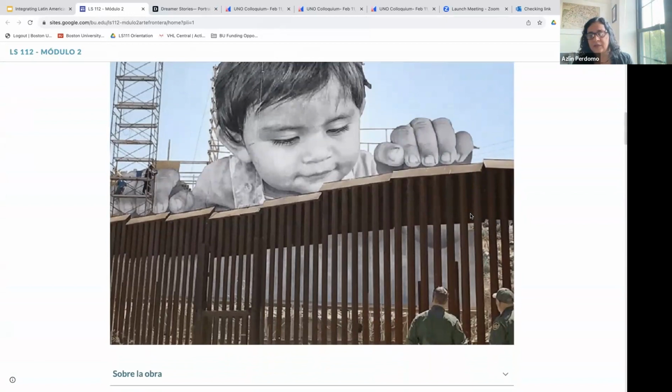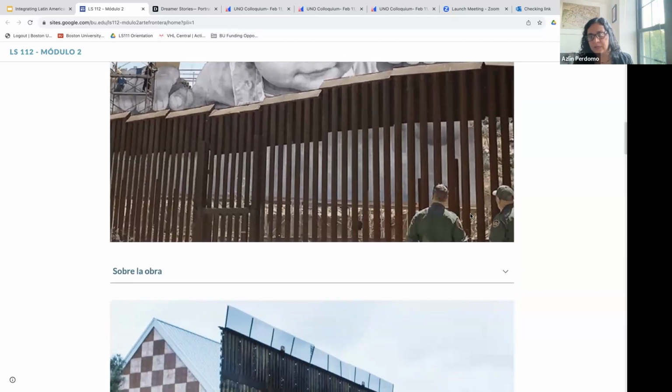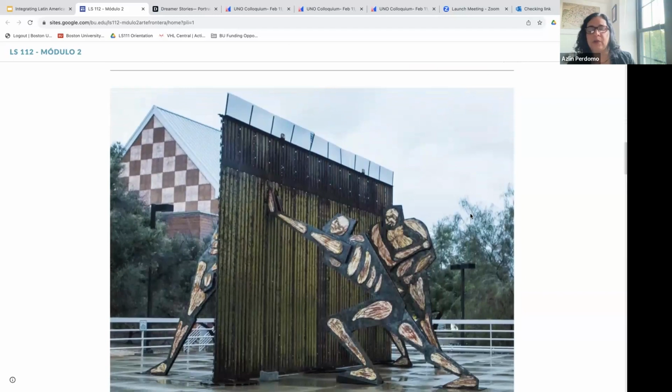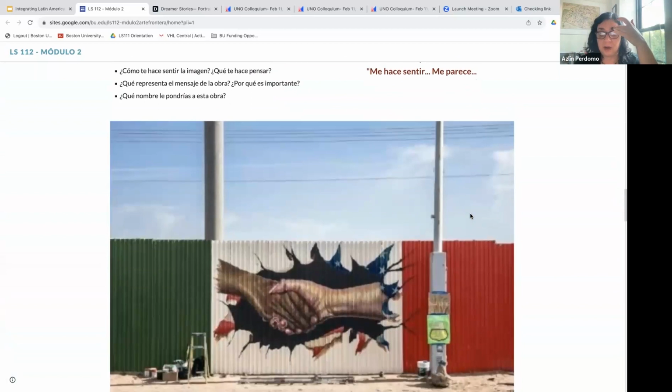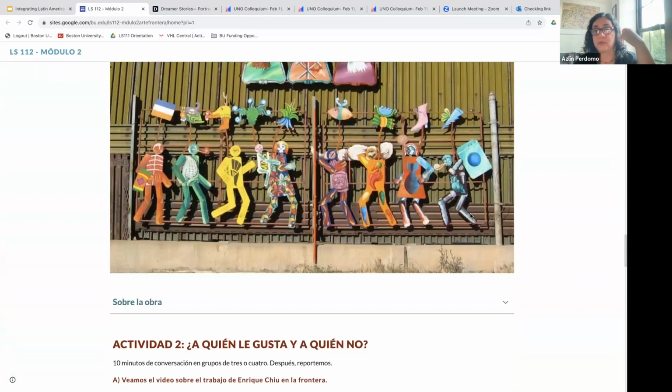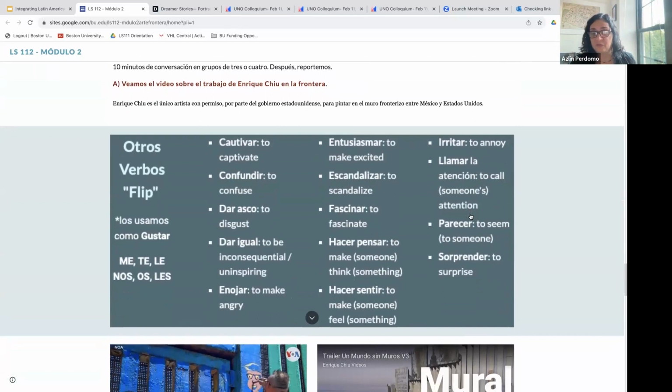And at the end of this website, we can keep going, because this is just analyzing the artwork, describing and analyzing the artwork that's at the border. All of these pieces are at the border between Mexico and the United States. Here they have the flip verbs.